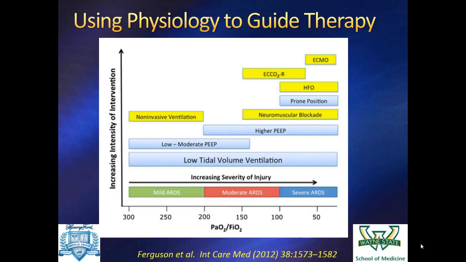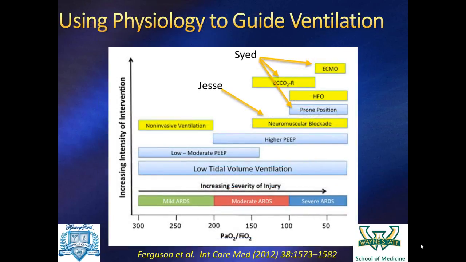So this is a nice table from a paper by Niall Ferguson about ARDS and how to think about different therapies. And this is what I've always used to go over with you: what do we do and why, and where does it come from? The difference this year is that we've farmed out a fair number of these things to your colleagues. So Syed will be talking about ECMO and prone positioning at some point, I'm told. And Jesse will be talking about neuromuscular blockade, and Ala has some topics as well around steroids and fluids.